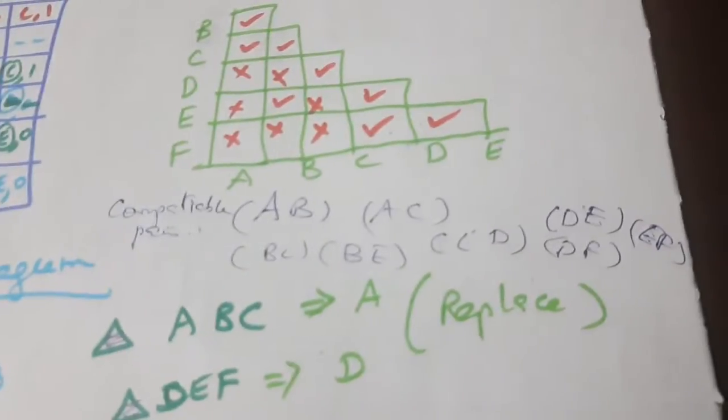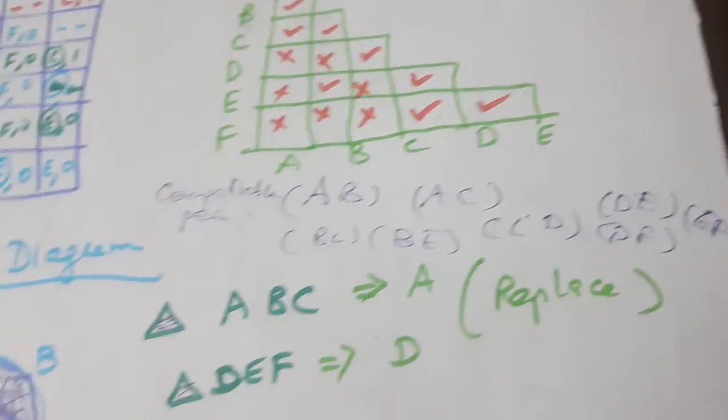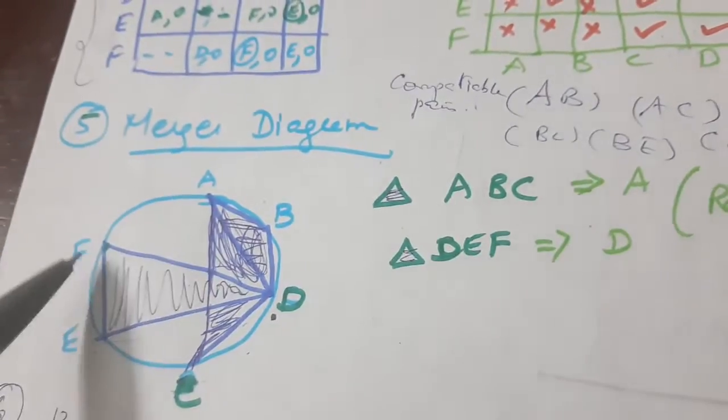A will go to where? A goes to B, C. B is going to A, B, C. So it is going down. A is going to B, A is going to C, B is going to C, B is going to E, C is going to D, D is going to E, D is going to F, E is going to F.